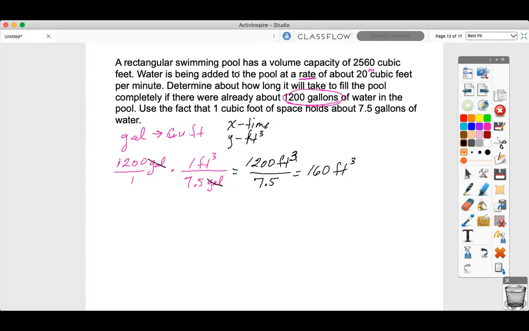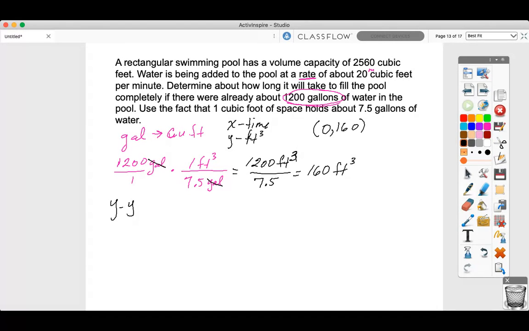Okay, so now it says there are already 1,200 gallons of water. So that means at 0 time, there's 1,200 gallons or 160 cubic feet of water in the pool. So this is our point. This is our slope. Let's go ahead and write the equation.